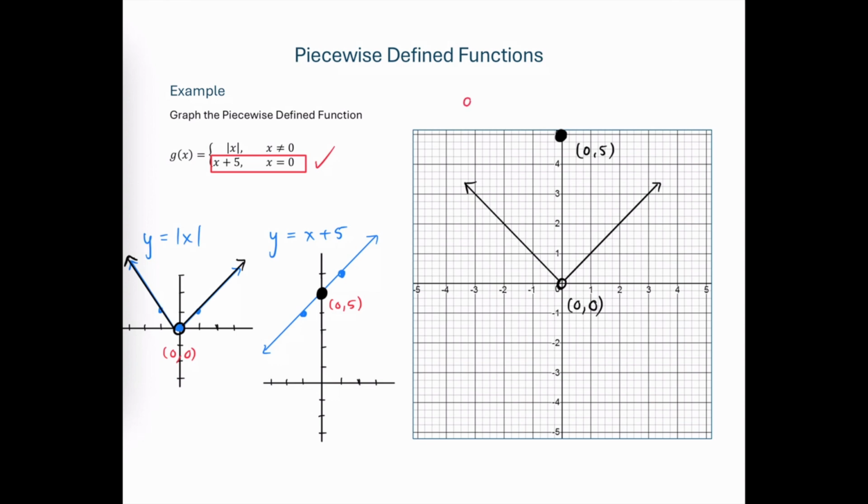Notice here again that this final answer graph does pass the vertical line test, which it should because this is a piecewise defined function.